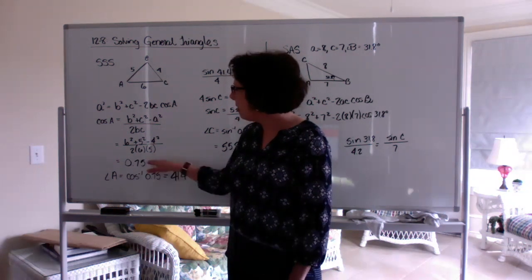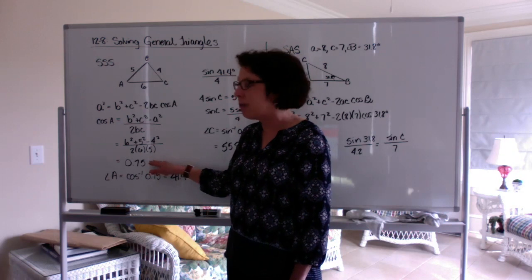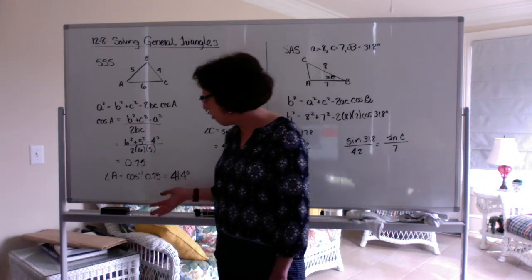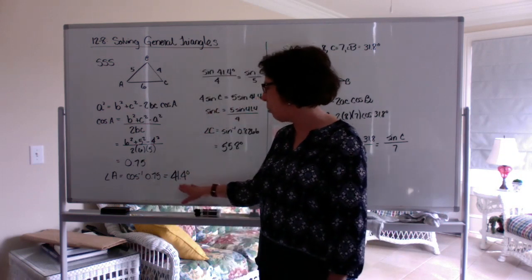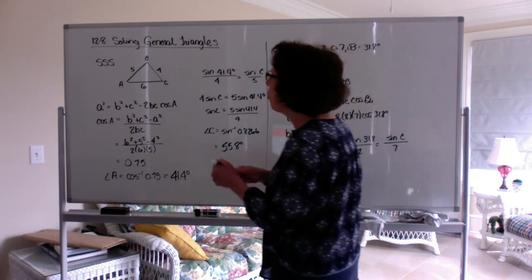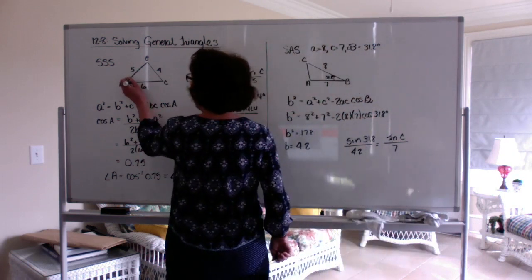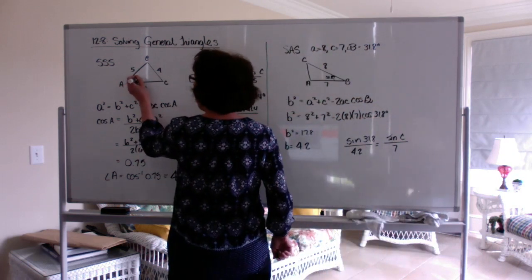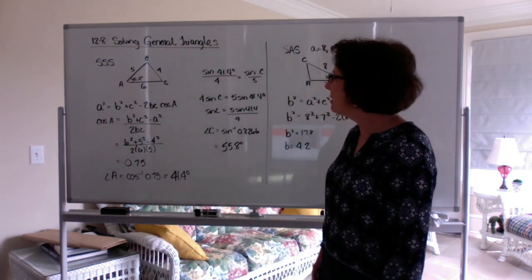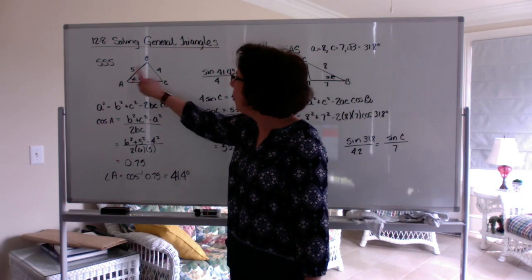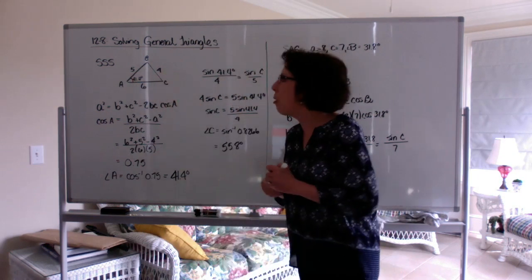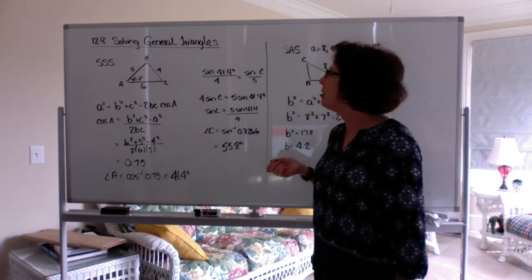Now, if the ratio is 0.75, to find the angle, remember we're going to use the inverse cosine key, and the inverse cosine of 0.75 is 41.4 degrees. So let's go ahead and put 41.4 degrees in for angle A. Now, what's wonderful is we now have an angle and its opposite side. So what do we do next? We go over to our easier equation, the law of sines.